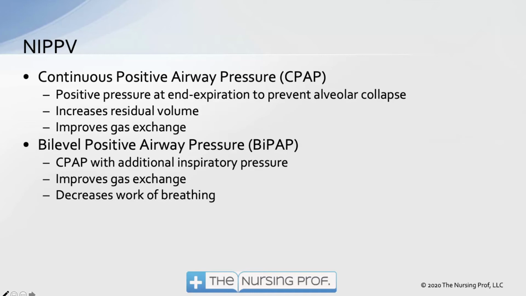BiPAP is CPAP, plus it also provides an inspiratory pressure. So it's giving the patient a little bit of inspiratory pressure. Now, maybe you heard of that before when you're working with patients on a ventilator. It's called pressure support. So basically what BiPAP is, it's CPAP plus pressure support, or PEEP plus pressure support.